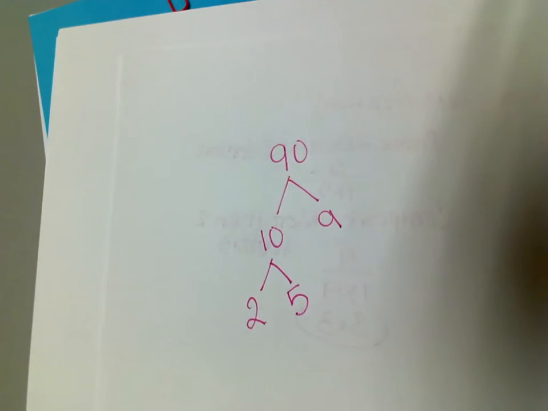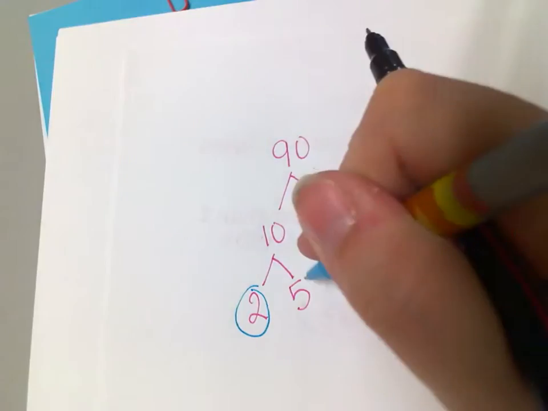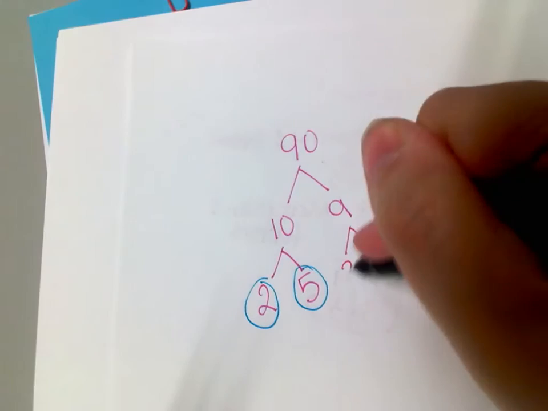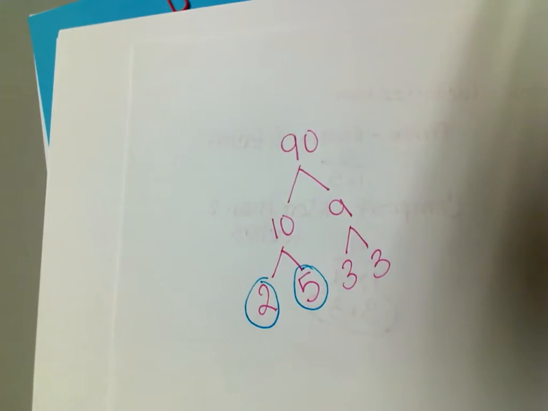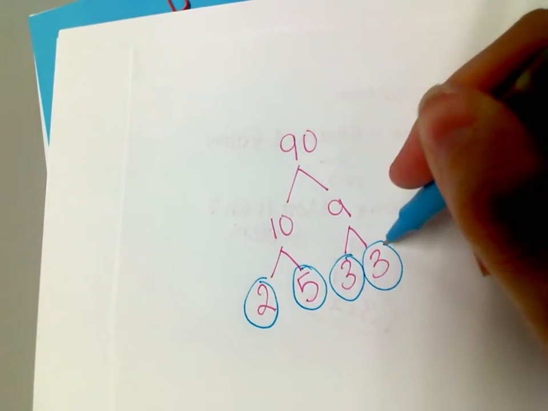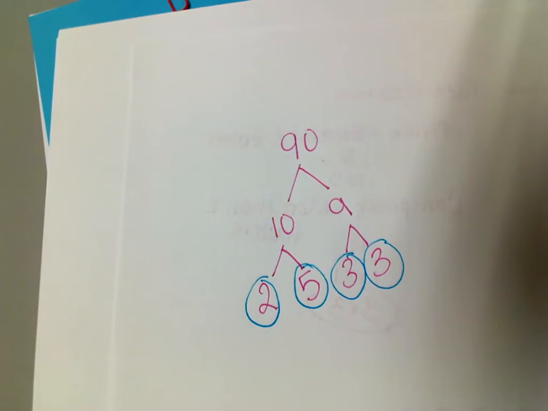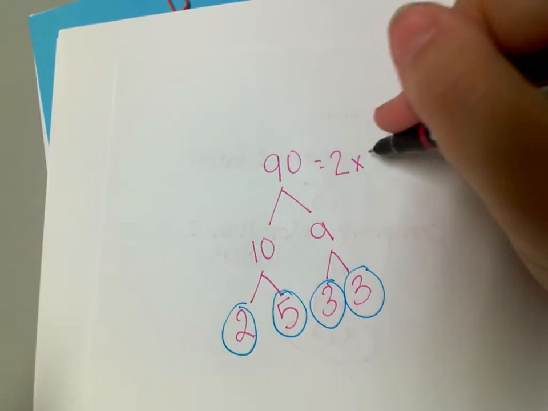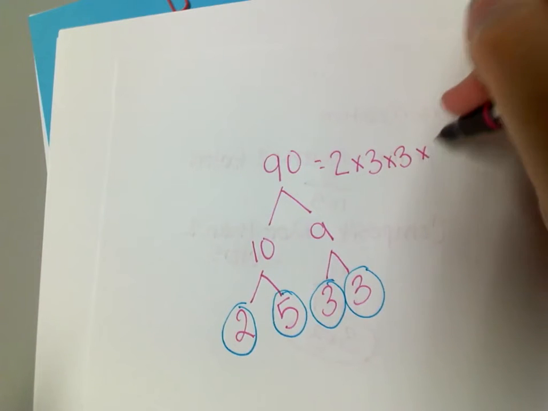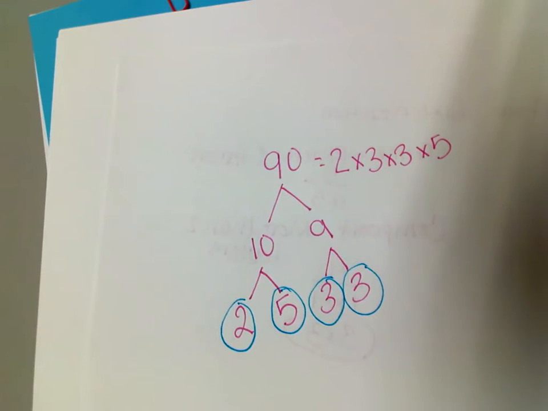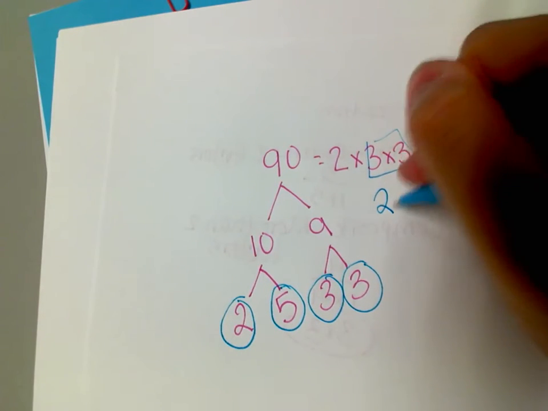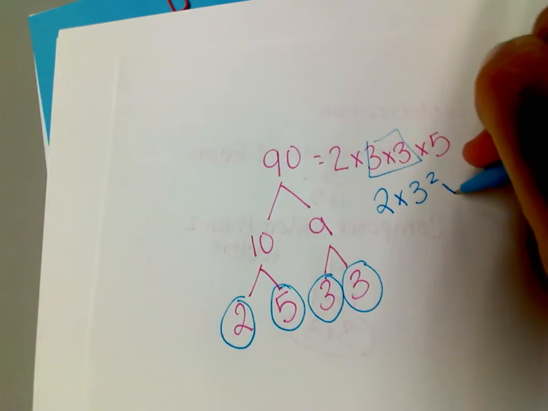Now 2 is prime, so I'll circle that, and 5 is prime, so I'm going to circle that. Is 9 prime? No, 9 is not prime. 9 is 3 times 3, so I'll circle those because those are both prime. So I'm done. That would be 2 times 3 times 3 times 5. And I could condense that because this right here is 3 squared, so I could say 2 times 3 squared times 5.